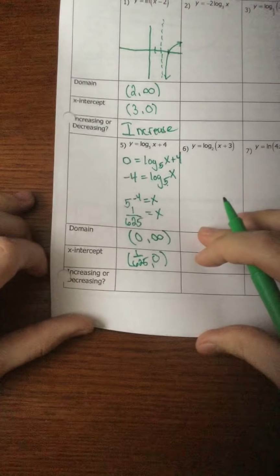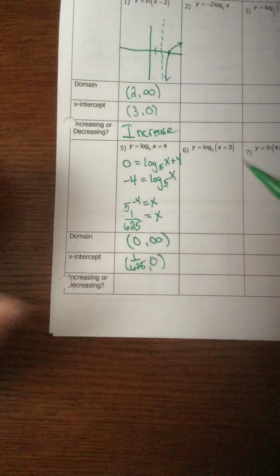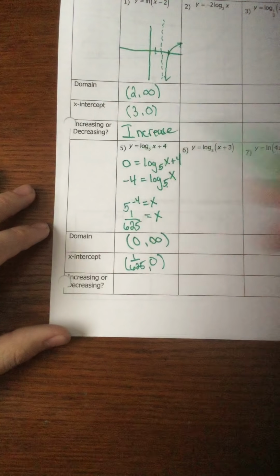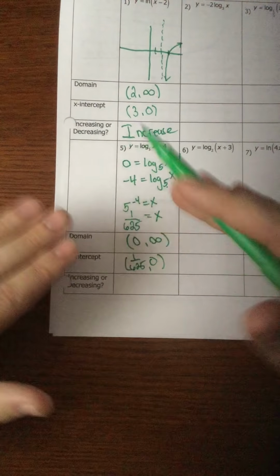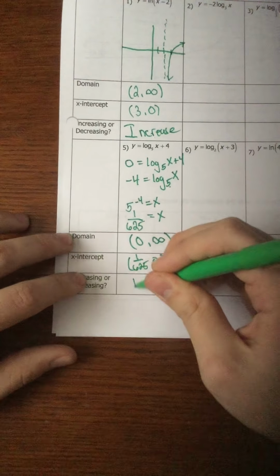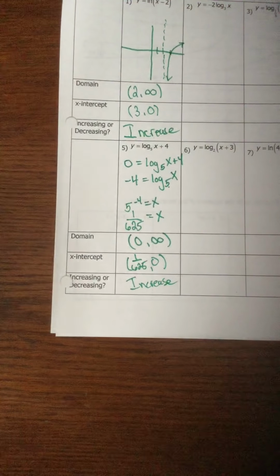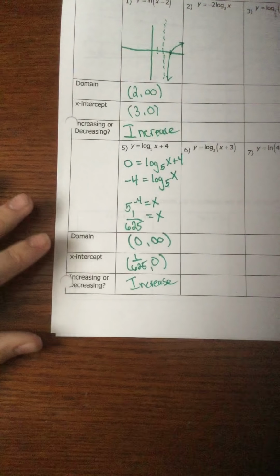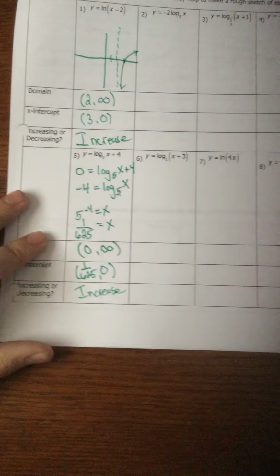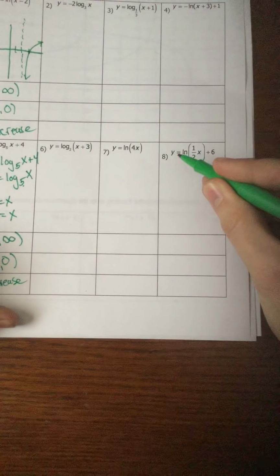Hot dog. All right, now increasing, decreasing. Once again, there's no flipping here, right? There are no flips. So that means it has the same general structure as the parent function, so it is going to be an increase. Look at that. Beautiful. How about one more? What about this madness?